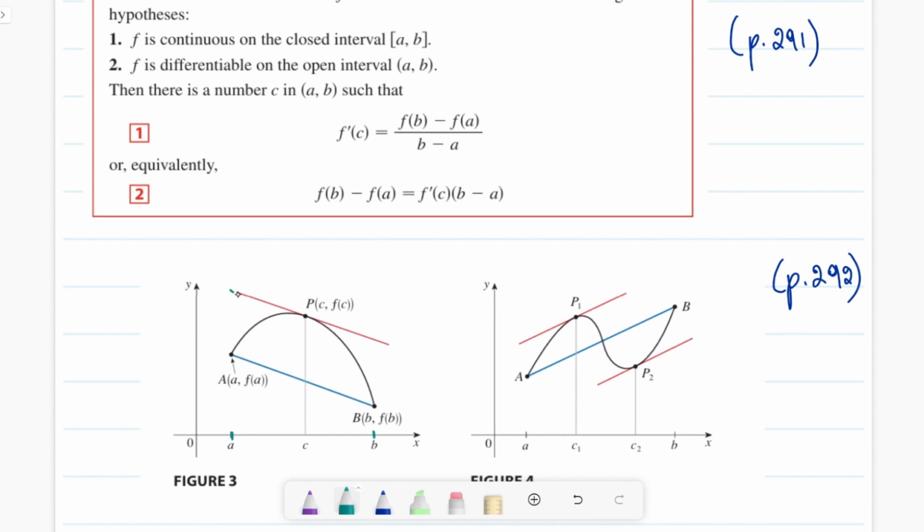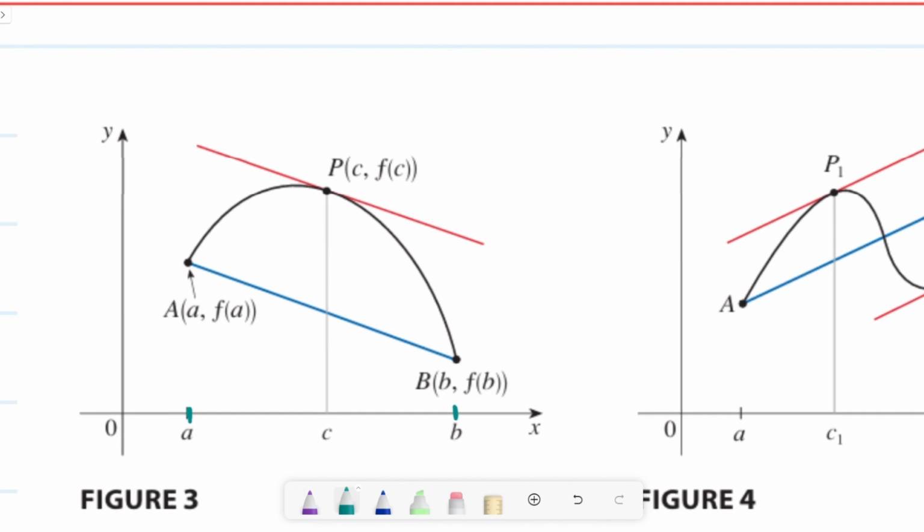So now we drew this tangent line. The slope of this tangent line, which is the derivative at point c, is equal to f of b minus f of a divided by b minus a. Basically what this is saying is that the slope of the tangent line at point c is equal to the slope of the line connecting the points a and b.